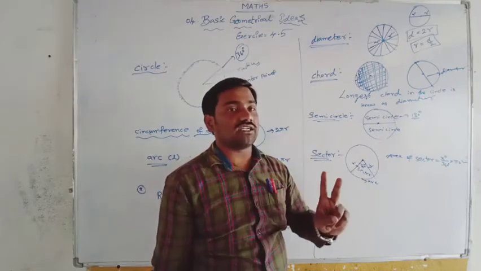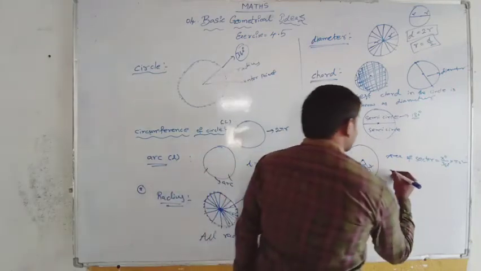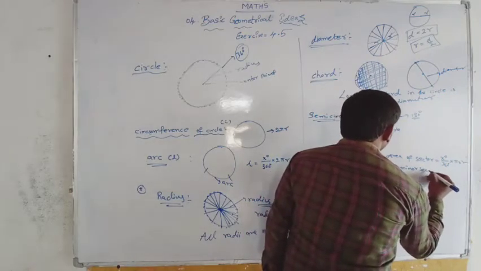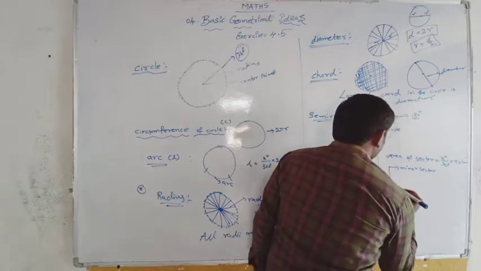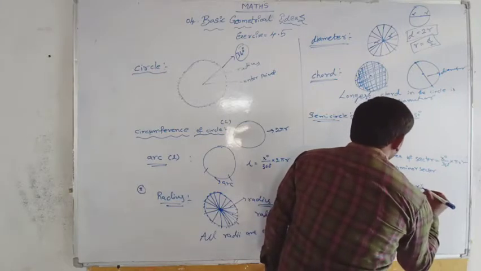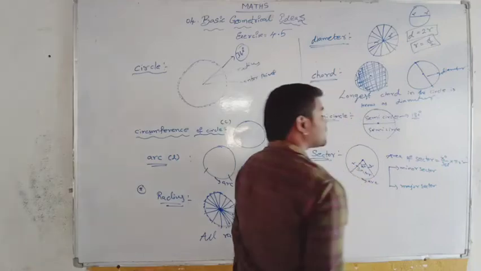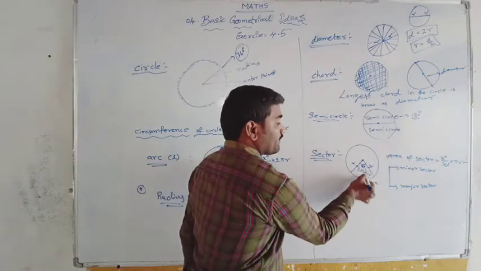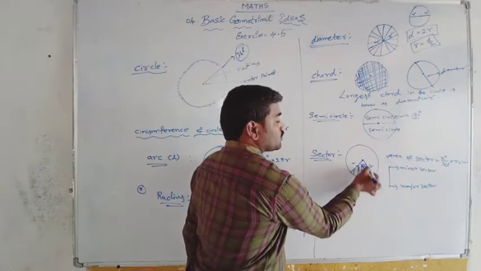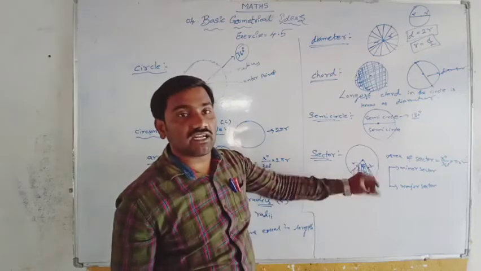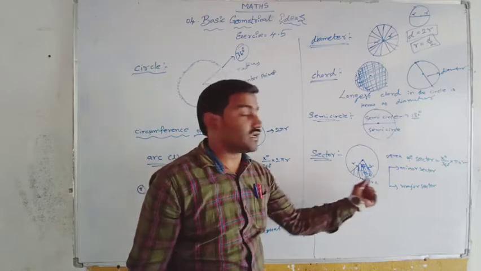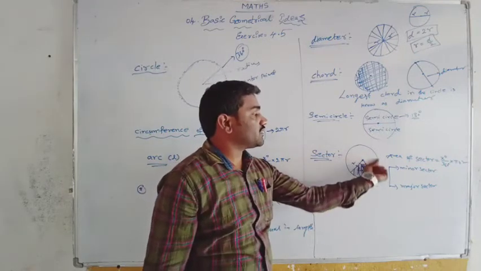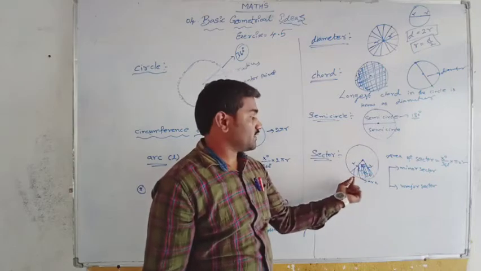There are two kinds of sectors: the minor sector and the major sector. Suppose this area that I am shading is the minor sector. The smaller sector is known as the minor sector. The larger sector, which is also made here, the larger place, is known as the major sector.